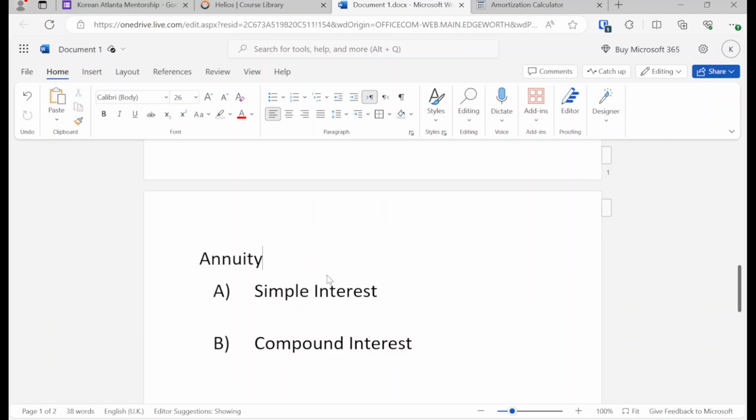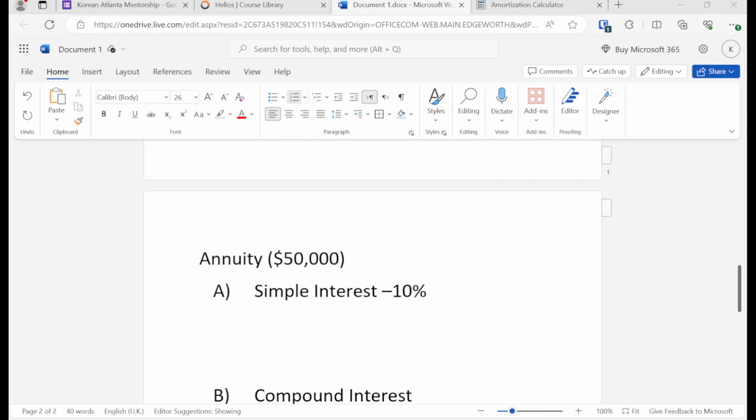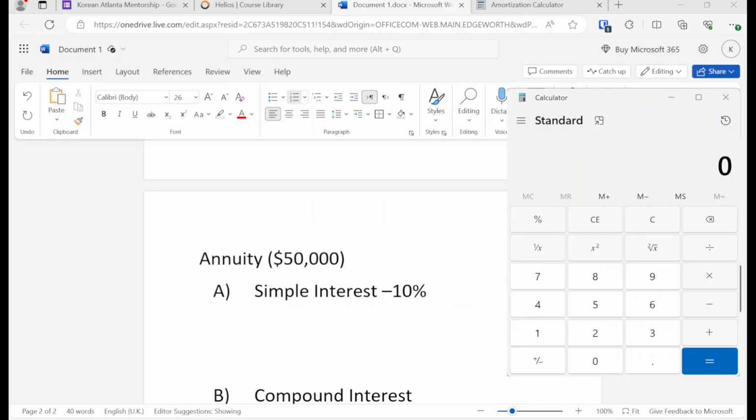Let's say you have a $50,000 deposit, okay? And they say, okay, well, that's a simple interest of 10%, which is pretty good. But let's say they have simple interest of 10%. So let's just do a quick calculation of what that would mean.